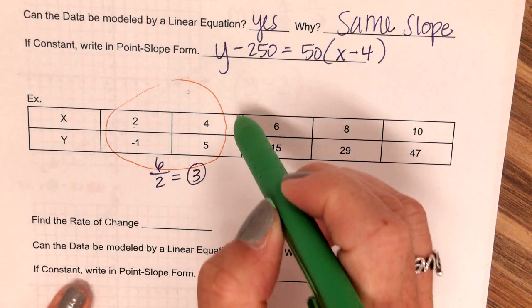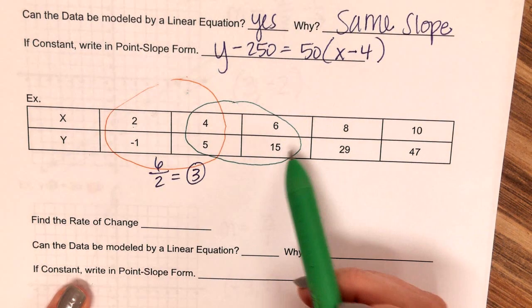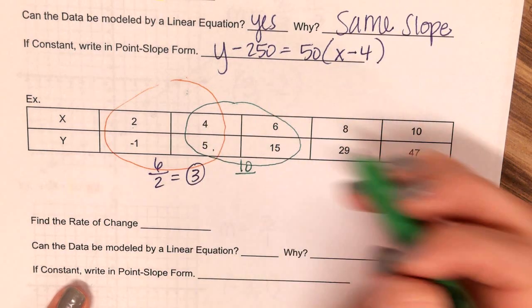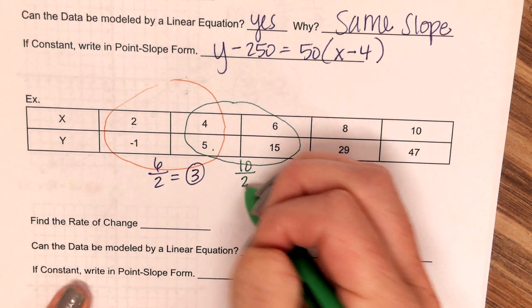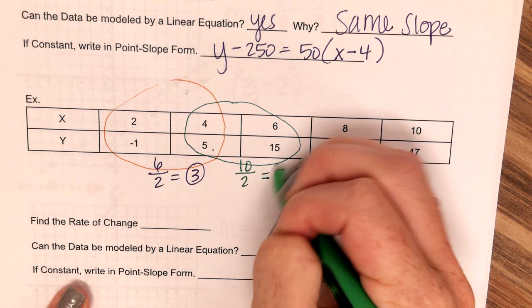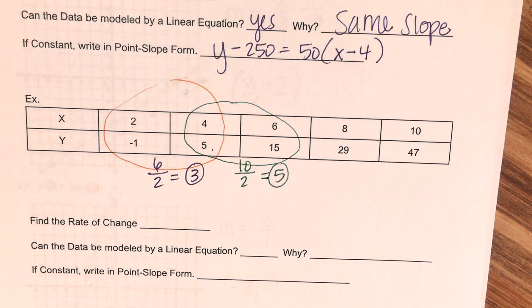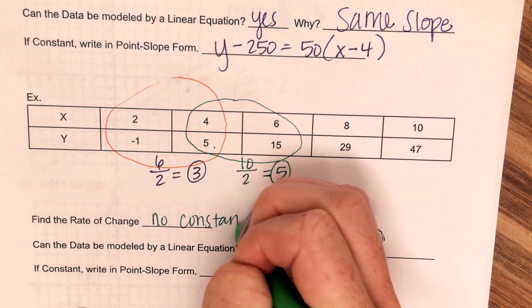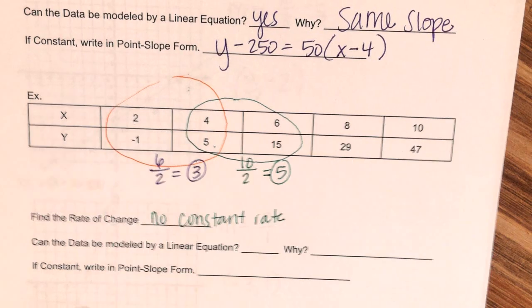Let's try the next one. What's 15 minus 5? 10. What's 6 minus 4? What's 10 divided by 2? Can I stop? Why? The slopes are not the same. So if it says find the rate of change, there's not a constant rate of change. One was 3, one was different, so there is no constant rate.